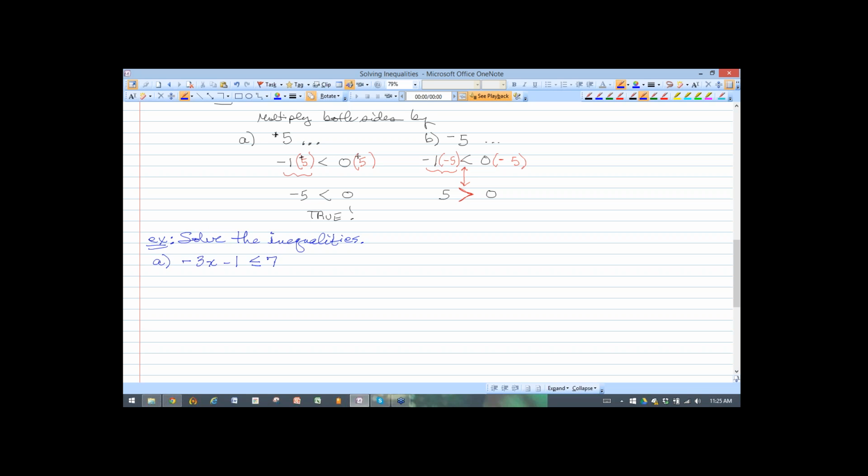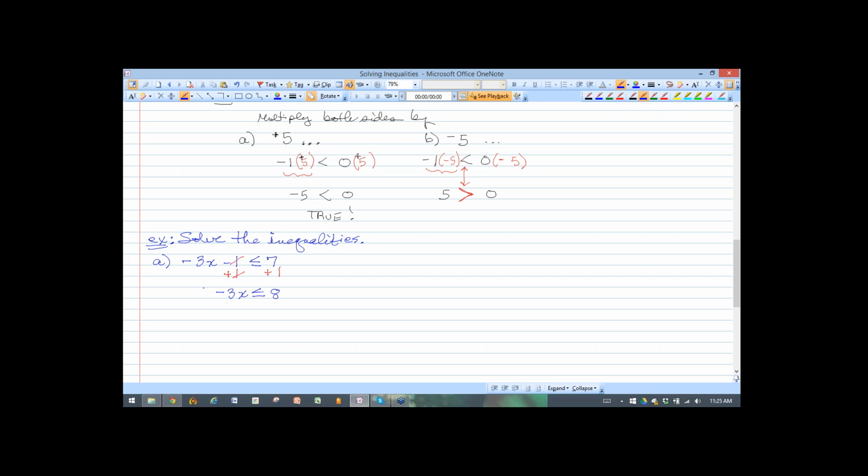Okay, so now we're going to do what? Well, first we're going to add 1 to both sides, just as though this was an equal sign. You begin by adding off the constant. Cancels here. And on my right side, I have an 8. Keep that inequality sign facing the same way.